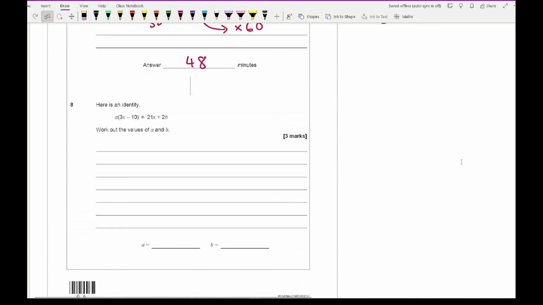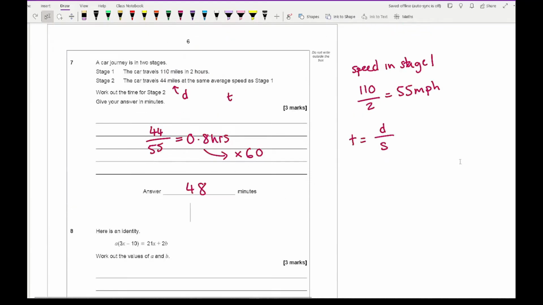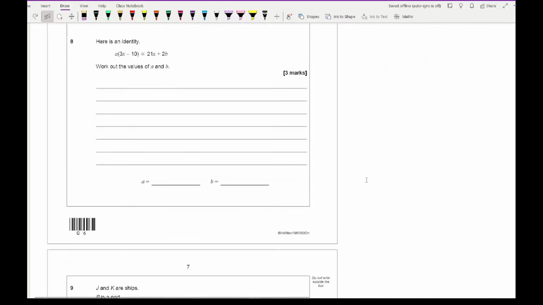Now in terms of where the marks would be awarded for this, you would probably get 1 mark for getting 55, 1 mark then for potentially working out 0.8, and 1 mark for your final answer. Now for question 8, this is about comparing coefficients. So what we need to do here, it says here is an identity, and then we've got a bracket 3x minus 10 is identical to 21x plus 2b.